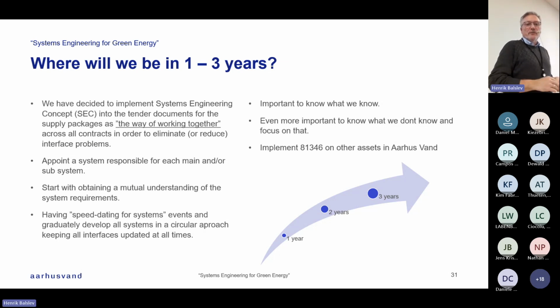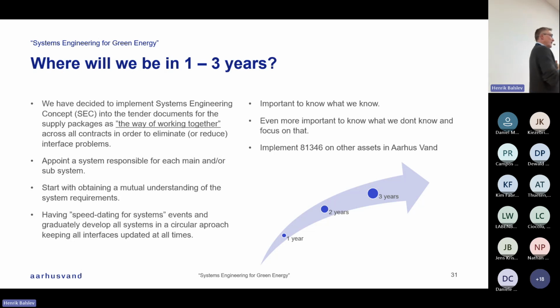Then, of course, we are going to appoint a system responsible for each main or subsystem. And we are going to start obtaining a mutual understanding of the system requirements, because we as a client can say we want this and we want that, but do the suppliers actually understand what it is, and do we actually know how to give them the right demands? So there's a process there, actually working with the requirements.